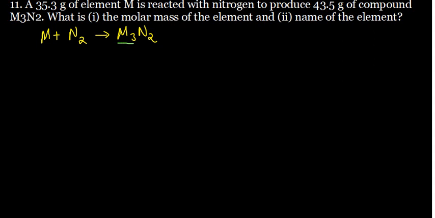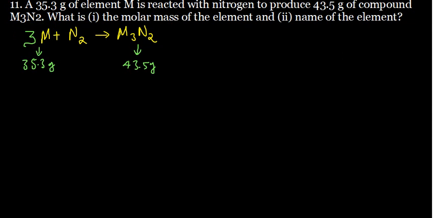So I've got a 3M, so I'm going to put a 3 here, right? So now from here we've been told 35.3 grams of M. So the mass of this one has been given as 35.3 grams. It's reacted with nitrogen to produce 43.5 grams of this compound. So what is the molar mass of the element M? So I want the molar mass of this element M.